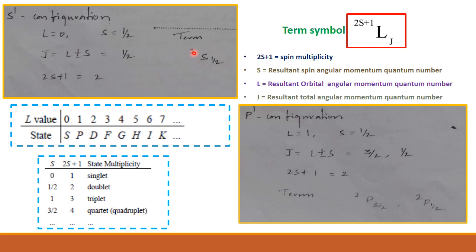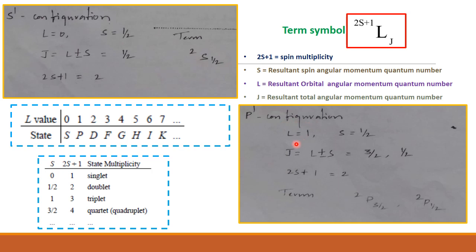So 2 times 1/2 plus 1 is 2, that is given here. Then the term gives the specific representation of energy. So 2S plus 1 is 2, and L is equal to 0 means S, and the J value is 1/2. So the term is 2S1/2. And similarly, another example, the p1 configuration.